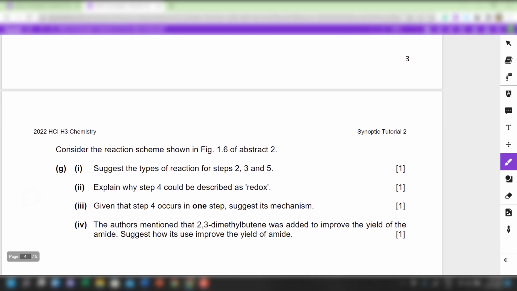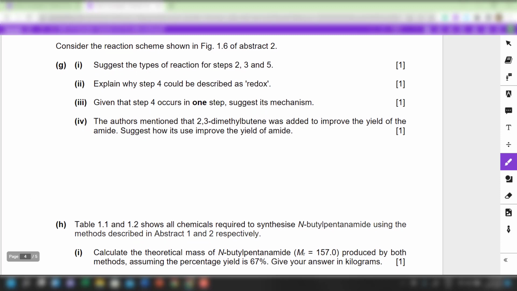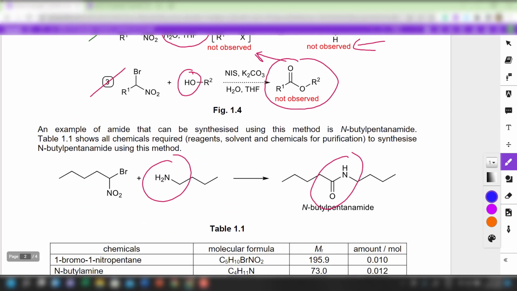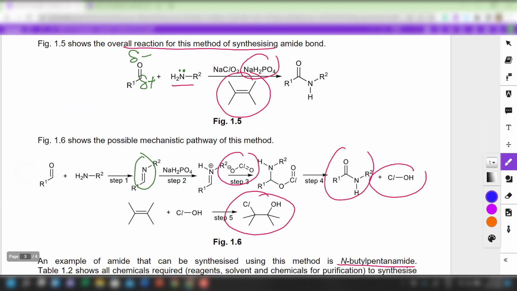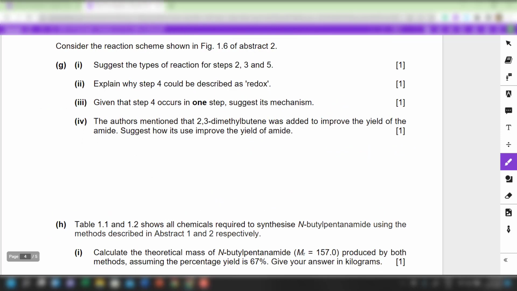Next, we'll look at part G. For part G, we are required to consider figure 1.6 of abstract 2. So we'll move on to abstract 2, figure 1.6. This is the figure we're talking about. For G1, suggest the type of reaction for steps 2, 3, and 5.